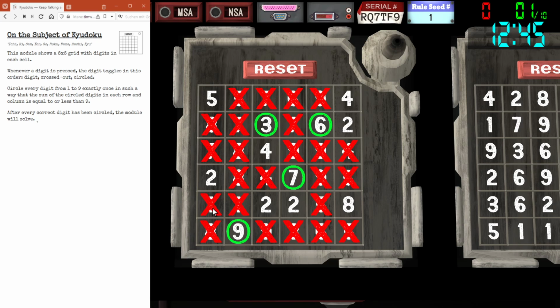Now let's look. We only have 1 1 left, we only have 1 5 left, and we only have 1 8 left. So these were just the digits that were the only occurrences of that specific digit in the grid. So I circled these, and now I will look for digits that will make a row or a column greater than 9.